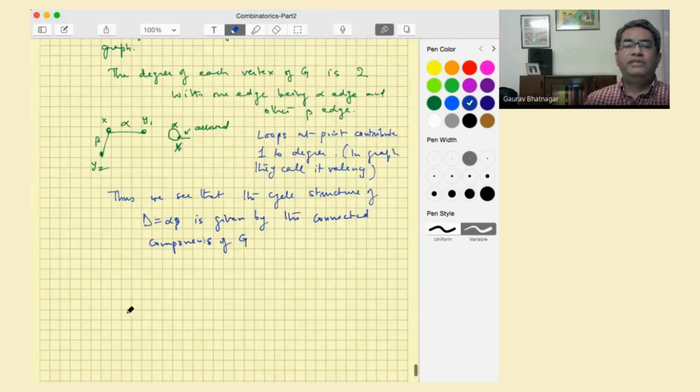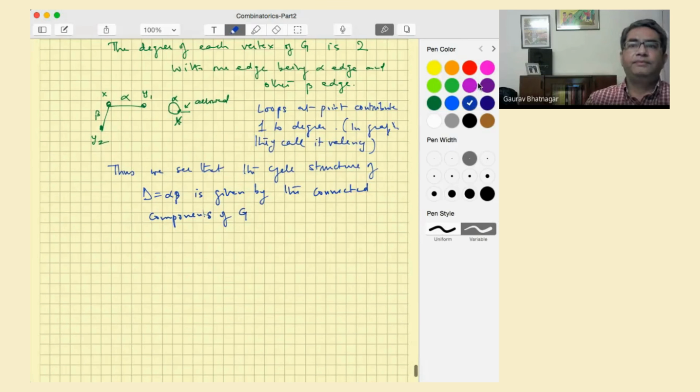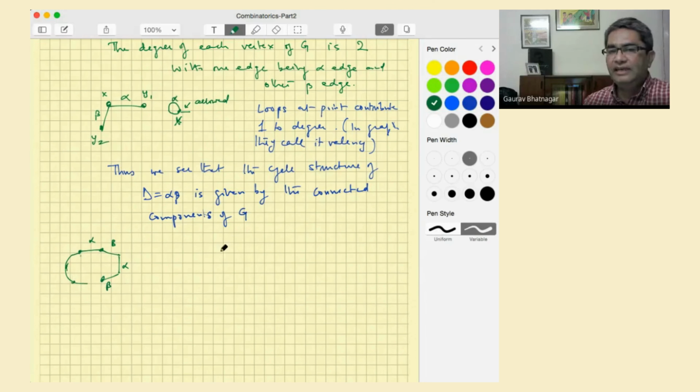So what are we saying? We are saying that you apply alpha, then you apply beta, then you apply alpha, then you apply beta, and so on. Whatever at some point it may just meet each other, and whatever it is, that will give you a connected component of G, and vice versa, any connected component will give you the cycle structure. This is what we are saying by this.